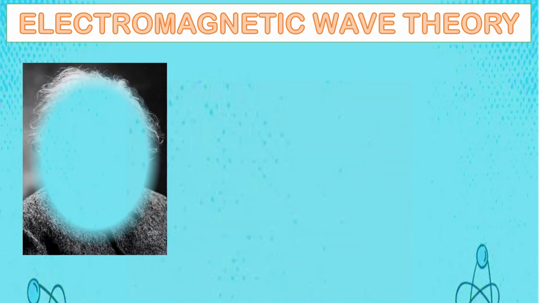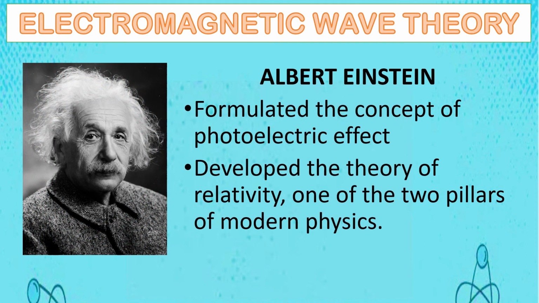Lastly, Sir Albert Einstein. He formulated the concept of the photoelectric effect. He was a German-born theoretical physicist who developed the theory of relativity. It is one of the two pillars of modern physics.